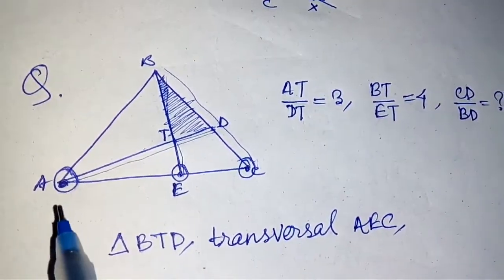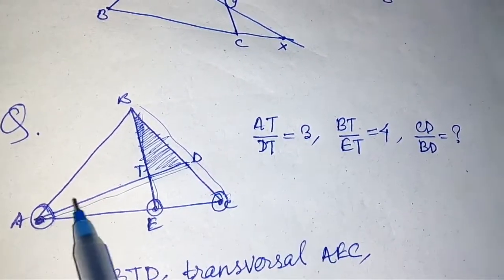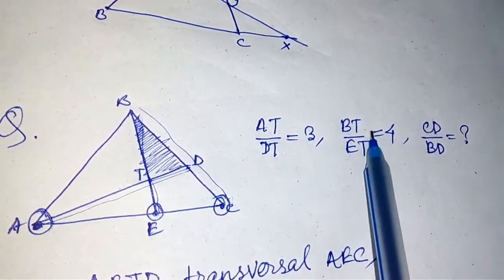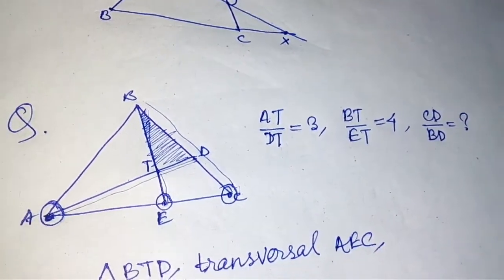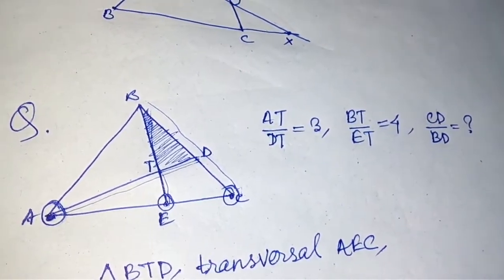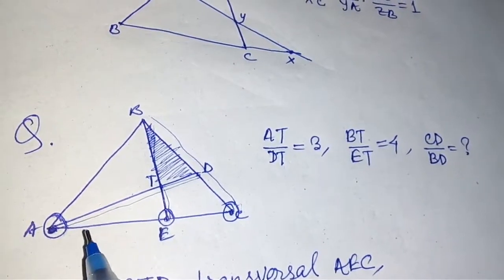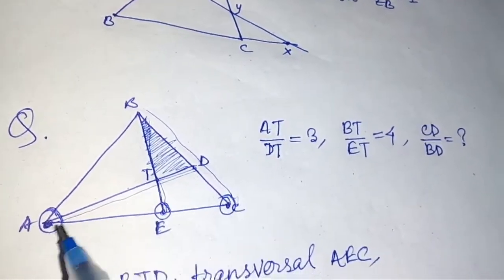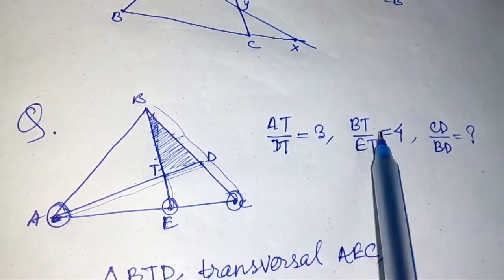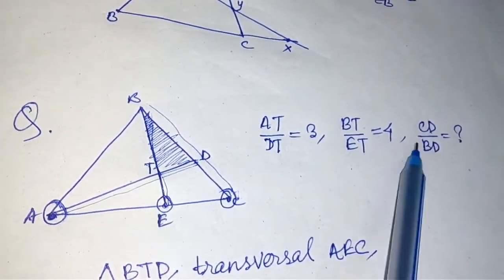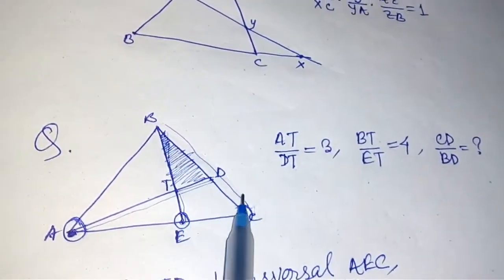Like, let me take the example of this question. Here we are given AT by DT equal to 3, BT by ET equal to 4, and we have to find the ratio of CD by BD. So the general tip for solving these questions is that we have to mark the lines whose length ratio we are given. We are given AD by DT, so this line we are given. We are given BT by ET, this line we are given. We have to find CD by BD, so this line we have to find.